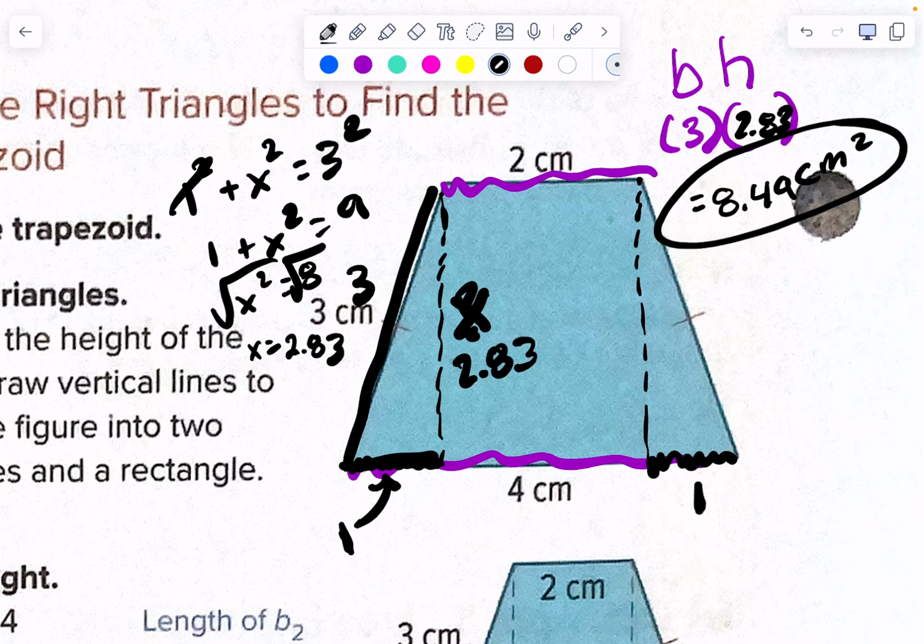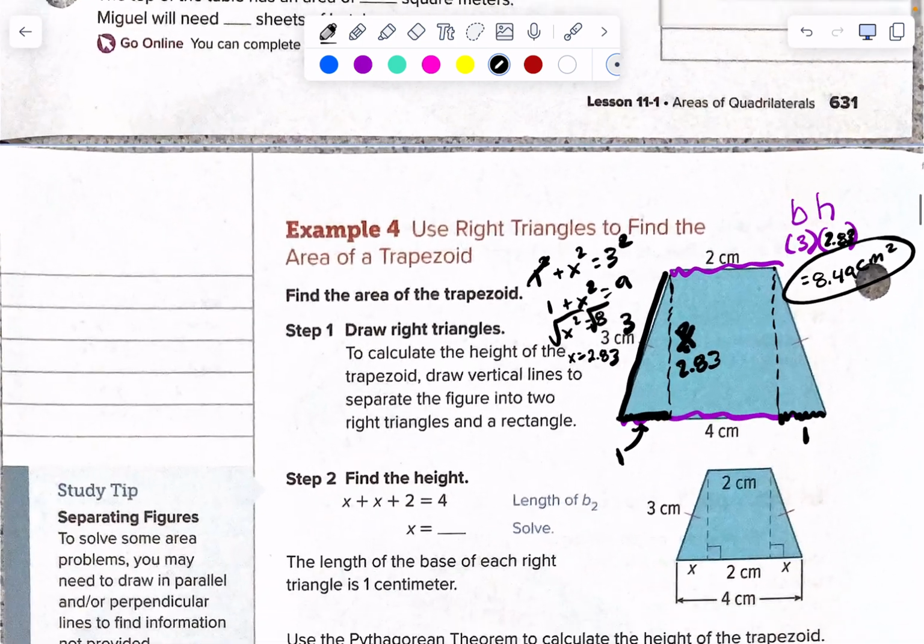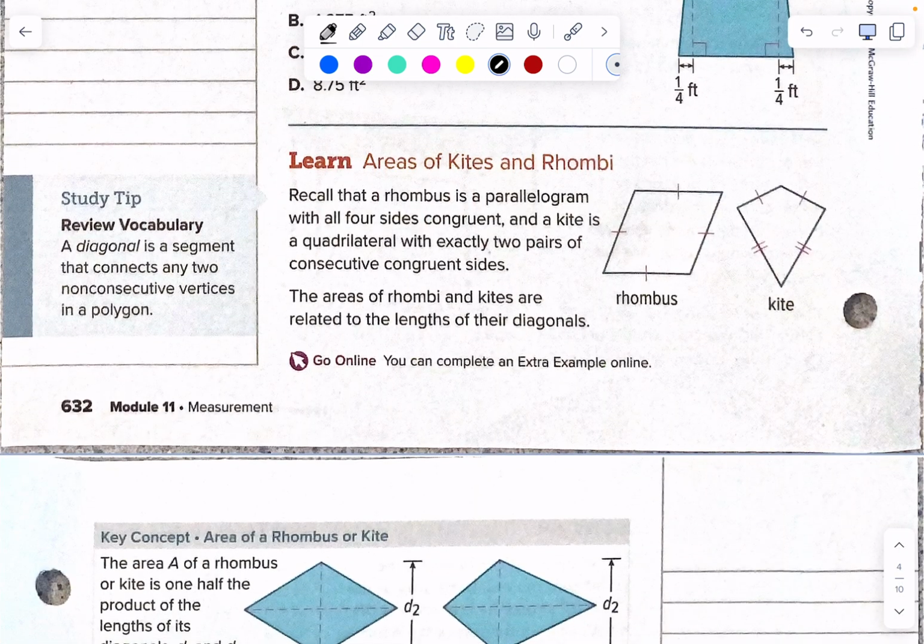Okay, do you see how we do that? Your base is the average of the two bases. To find the height, you might have to do the Pythagorean theorem, or you might have to do some SOHCAHTOA stuff, right? So it's a little bit tricky. Am I going too fast?